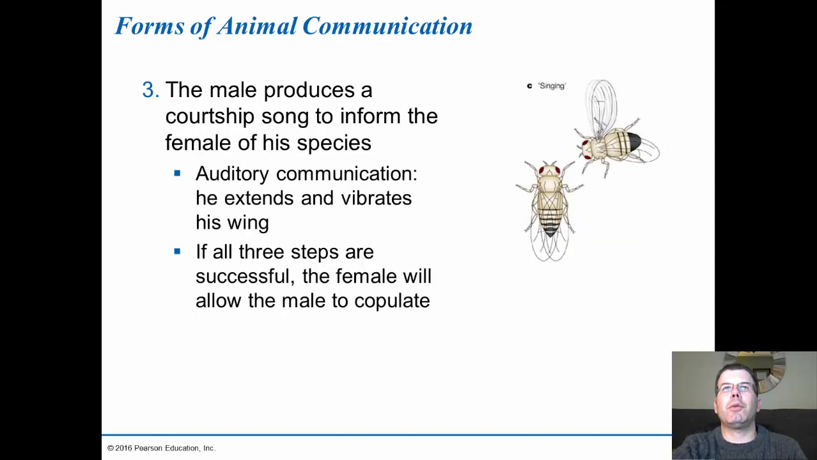And then finally, he'll produce a song for her, singing with his beating wings. And this allows him to say, yes, I'm of the same species. I am ready to mate. Everything is good.